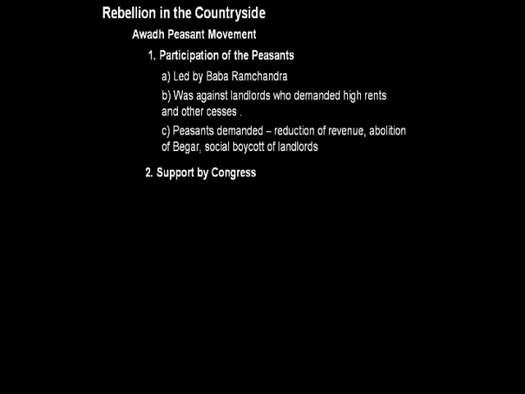Congress, which was going for massive movements, was also interested in this Awadh peasant movement, and they extended their support to it. The very first was the participation of Jawaharlal Nehru. In June 1920, Jawaharlal Nehru began going around the villages in Awadh, talking to the villagers and trying to understand their grievances.